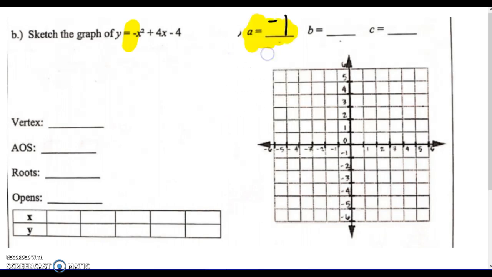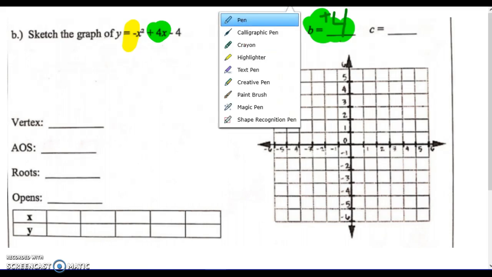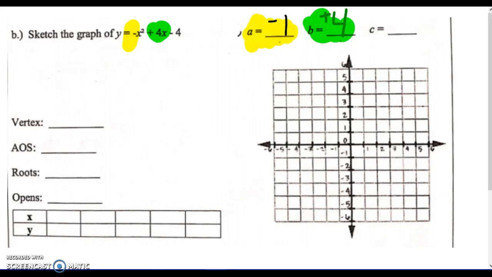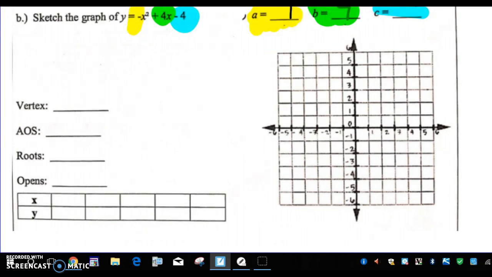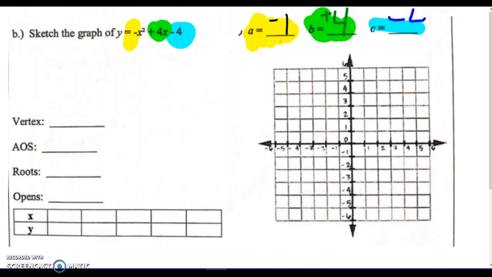Then my B is always the number that just lives in front of the x. So in this case, what is it going to be? +4. You got it. Then I'm going to put a little plus there, not because I need it, but just as a good reminder. And then the last thing is going to be the C at the very end. C for constant. And what's my constant? It would be -4.